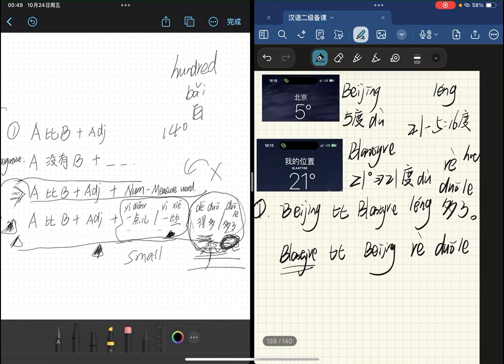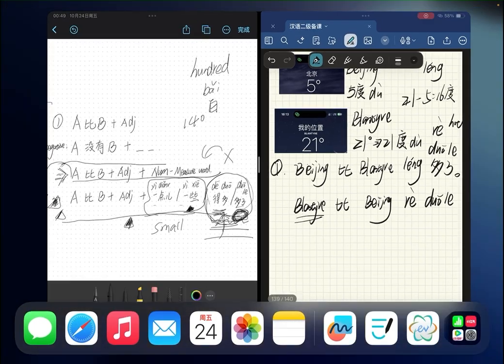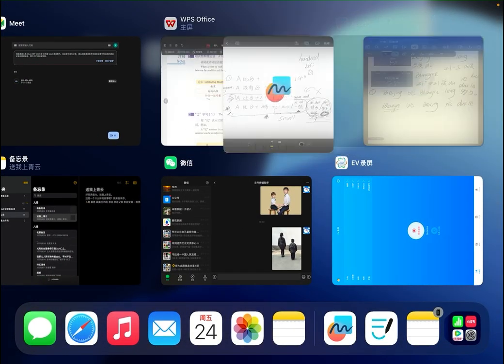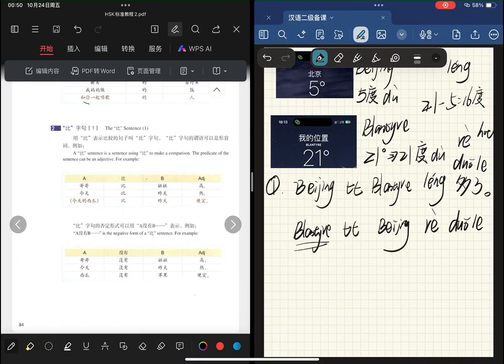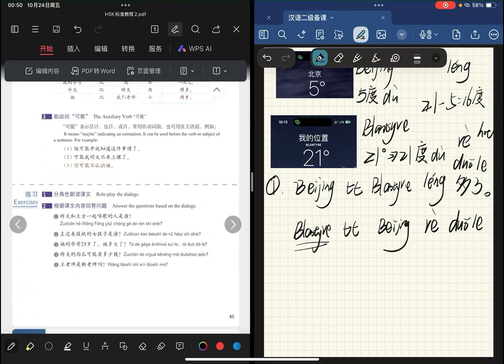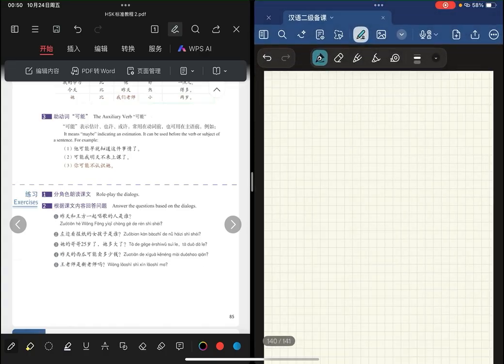And then let's continue, let's see the second grammar point. The second grammar point is the auxiliary verb 可能.